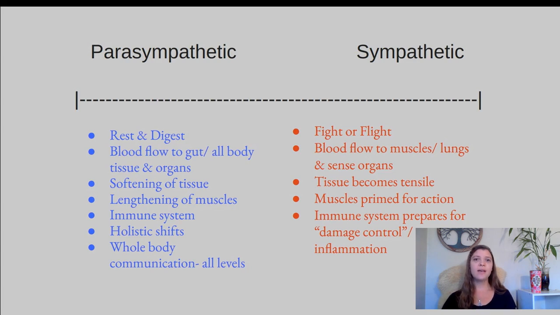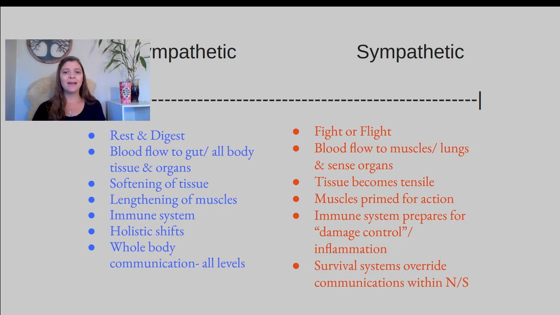However, the immune system has a different function in this mode of the nervous system. It actually goes into more of a primed for compartmentalization, damage control, so that if we are injured during a fight or flight event, we would still be able to respond to the danger. So there's a prioritization of how things are distributed.